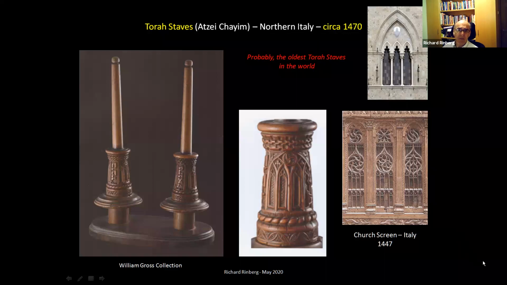These are absolutely remarkable. They're up the road in Ramat Gan in a private collection, William Gross's collection. And these are probably the oldest Torah staves in the world, the Atzei Chayim. They're from northern Italy, made around 1470. And you can see the design here, very close, the windows to that of a Gothic church. And here, this is a church screen in Italy, and you can see the sort of designs here, very, very similar. Very beautiful, amazing. They're in a private collection.